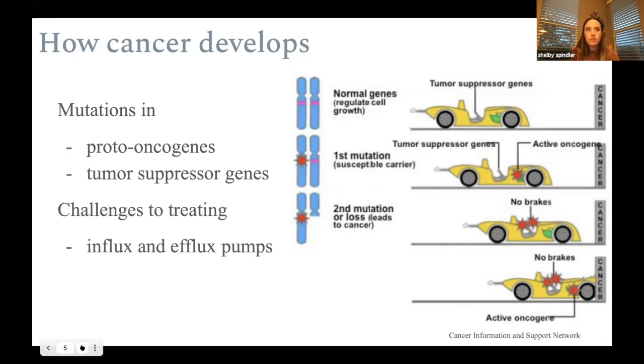So influx pumps, basically, they pump in the chemo. So let's say you're using chemo, the tumor drug, it's going to pump it in, and efflux pumps are what's going to pump the chemo out of the cell. So if we downregulated influx pumps, then that chemo couldn't get in as easily to kill the tumor. And if we upregulated efflux pumps, then everything that does get in, the tumor cell is just going to pump out. So that's a challenge to treating it.